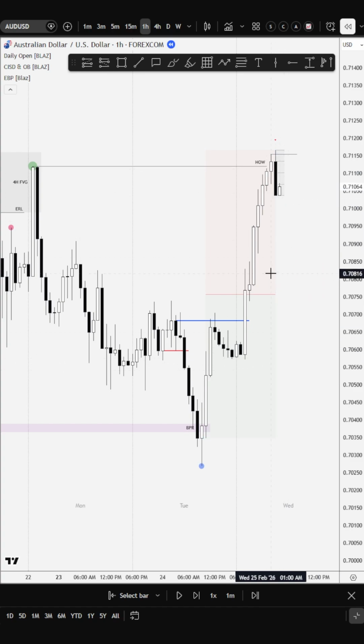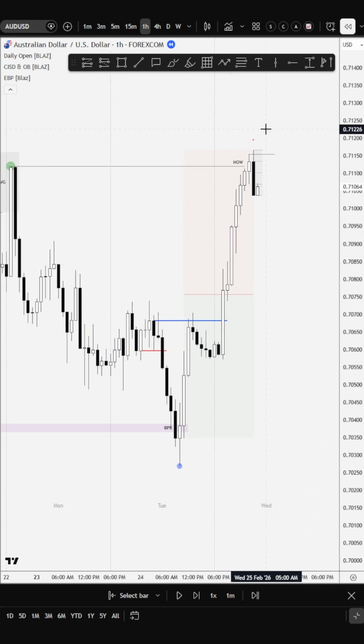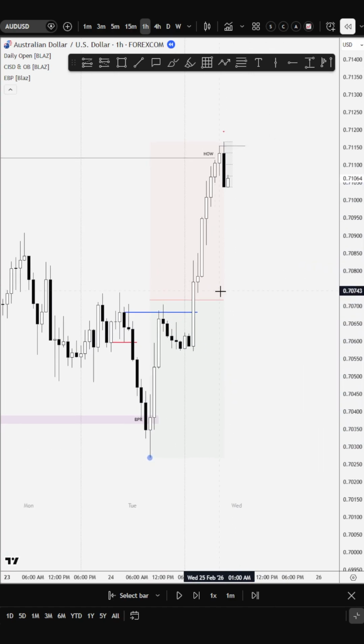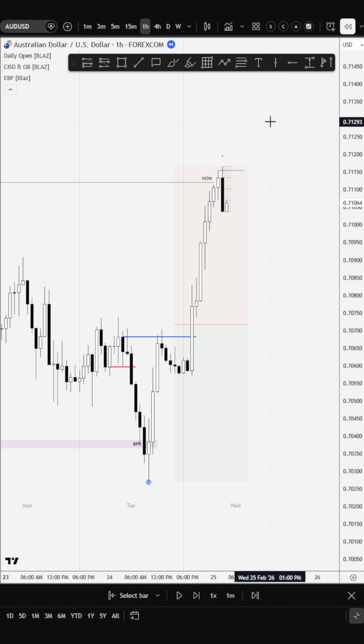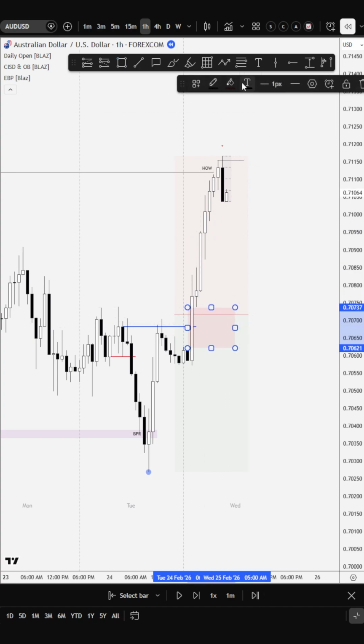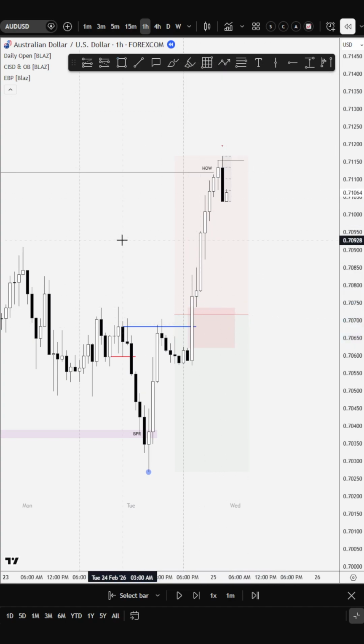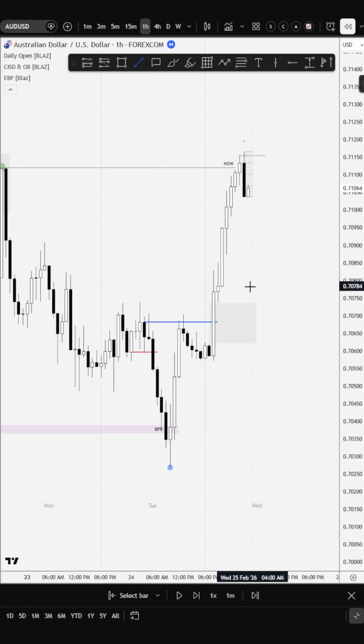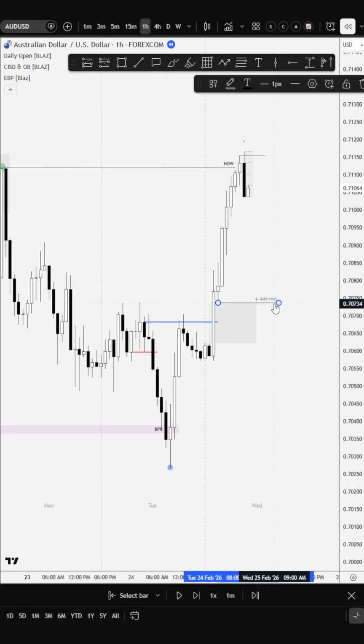I don't want price to just come down to the premium level and then push higher. My expectation is that after this happened, I want price to come lower into the discount level, at least to the 50% level, and then start to push higher. What PD arrays do I have at this level? I do have this nice hourly fair value gap, and at the same time, this is the low of Asia, which I can also use as a target.